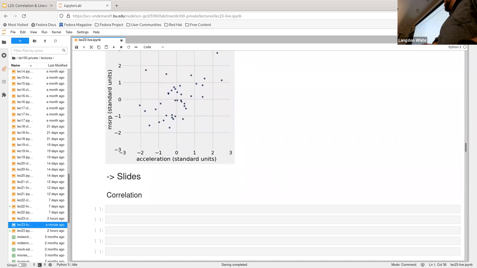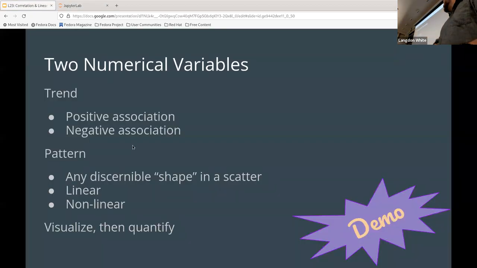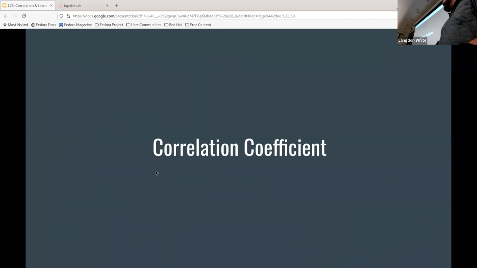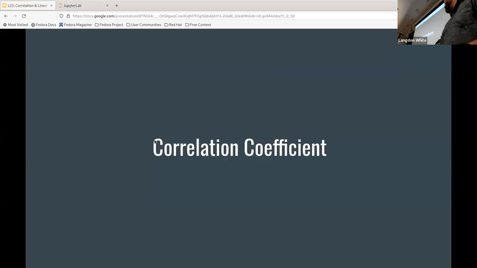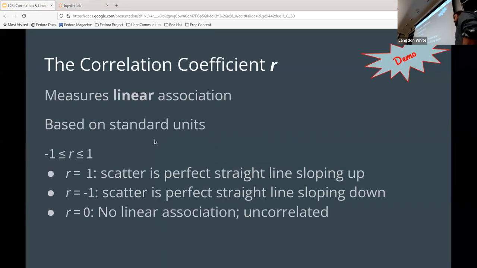All right, so talking about the slides again. What we want to do now that we have shifted these to standard units is try to actually measure the correlation between the two things, right? We did this a little bit already, but we're going to call that the correlation coefficient. This was very hard to write on the slide, so I apologize. We call the correlation coefficient R, almost always. That R is a variable that you'll see all over the place.